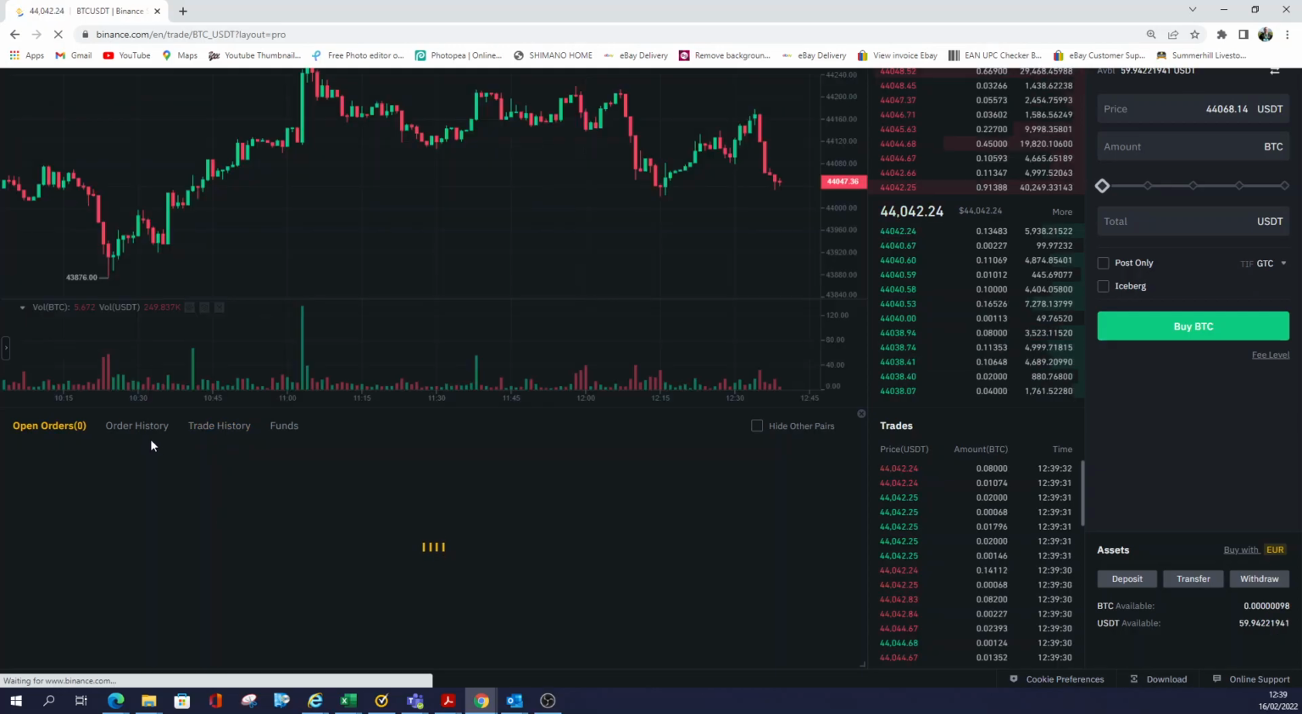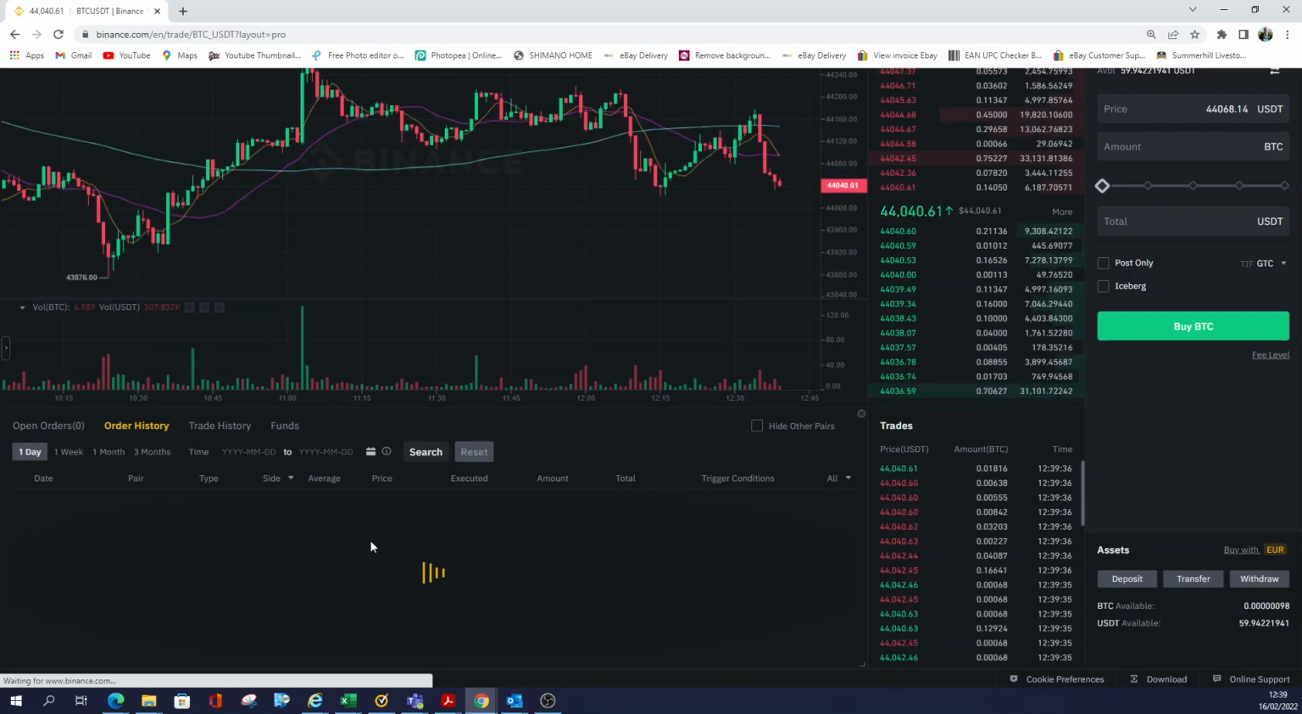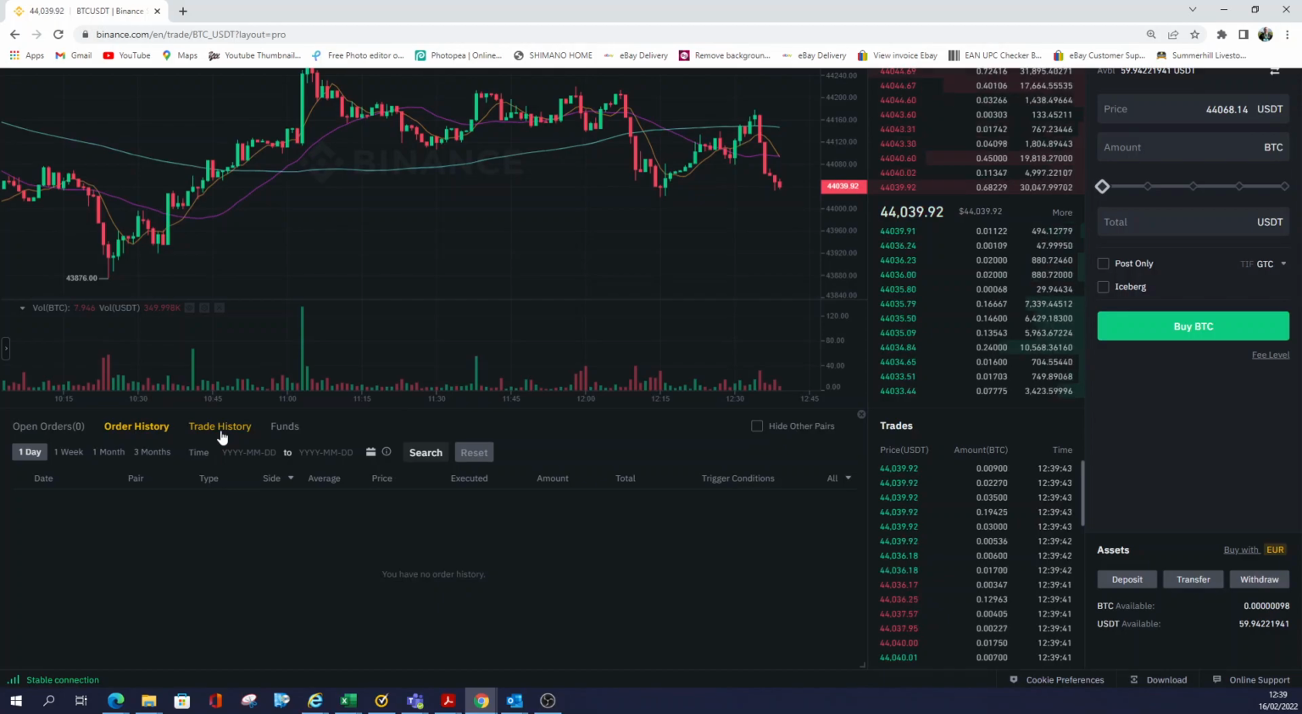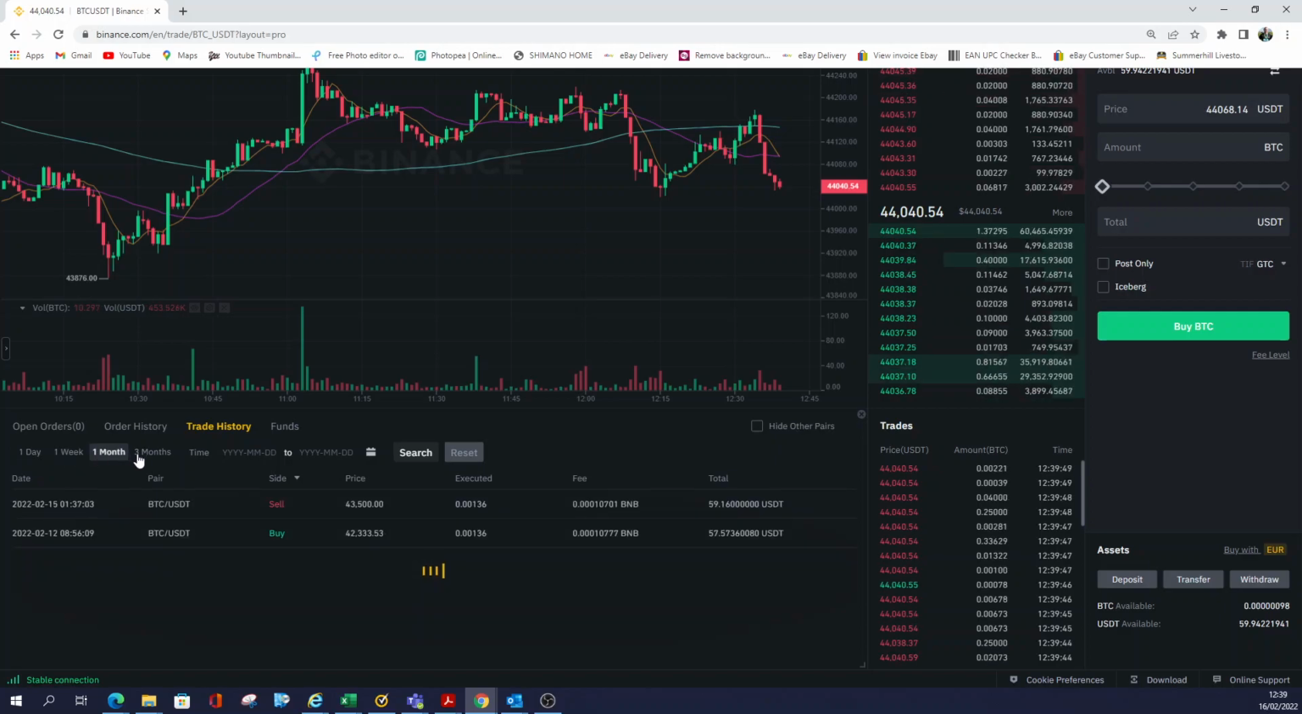I have no open orders. Order history will show you the orders you put on, but may have filled or may not have filled. Trade history shows the ones that have definitely filled, and this is probably the one you're interested in. In here you've got an option, you can go 1 day, 1 week, 1 month, 3 months, or you can look at your history.